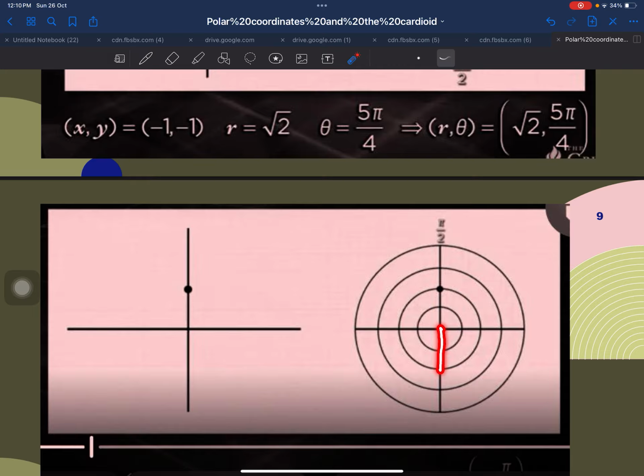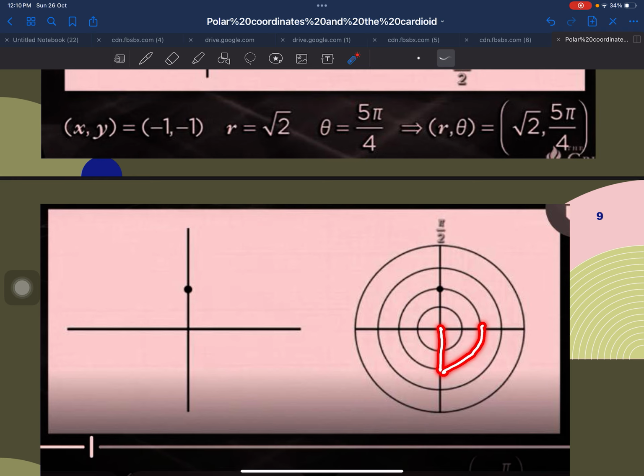So it will be minus 2 units. And the angle would be, okay, this is a negative angle generated in a clockwise manner. So it would be negative pi over 2. So r now is a negative number, negative 2, and the angle is also negative pi over 2.